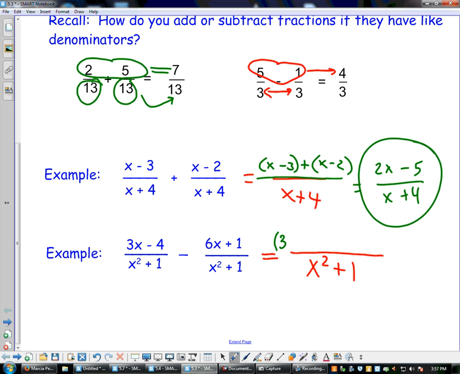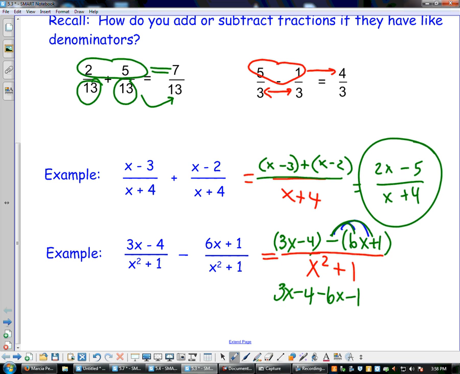So I want to make sure I use parentheses here. So the quantity 3x minus 4, and we're going to subtract 6x plus 1. Now remember, when we have that subtraction outside of our parentheses, I'm going to need to distribute that in. So to help me out, I might do a little rewrite here and say this was 3x minus 4. And then I'm going to have a minus 6x minus 1.